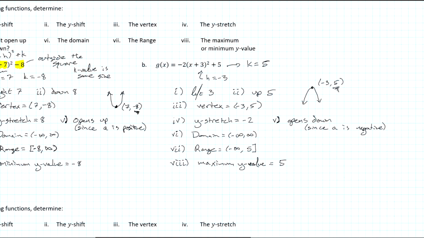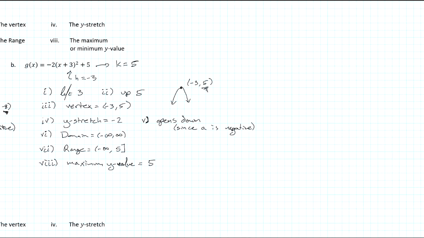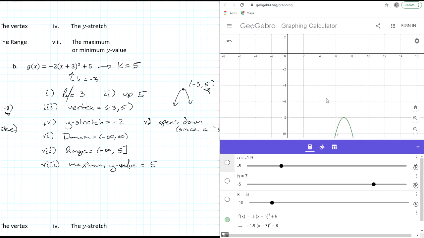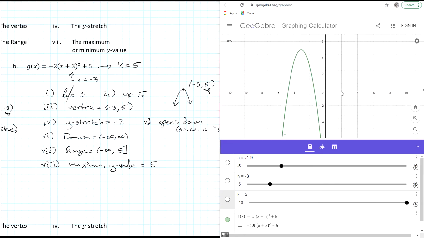Cool. And let's go ahead and just check this in Geogebra. We'll go ahead and make the a value negative 2. The h is going to be negative 3 now. And the k value is positive 5. Move this over. So we can see that the vertex is at negative 3, 5. It's downward facing. Its maximum y value is 5. That's the range and everything. So yeah, cool. We have confirmed that now.